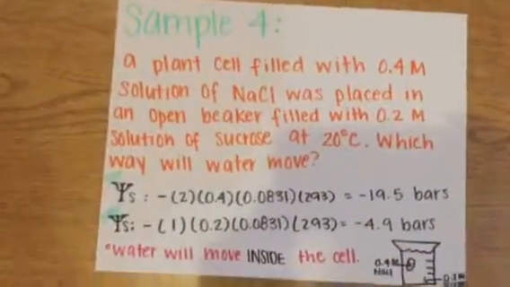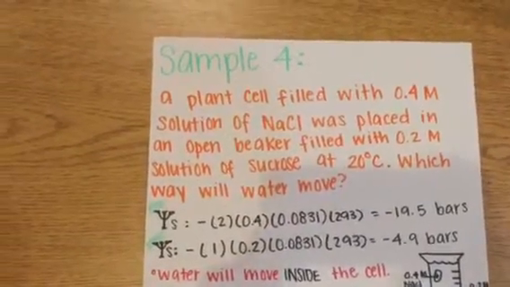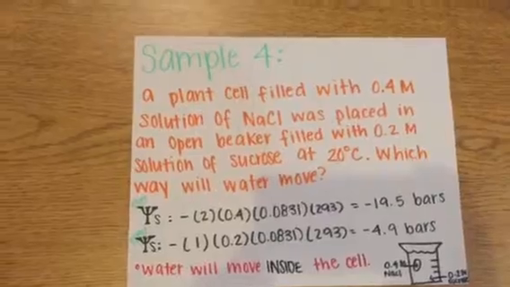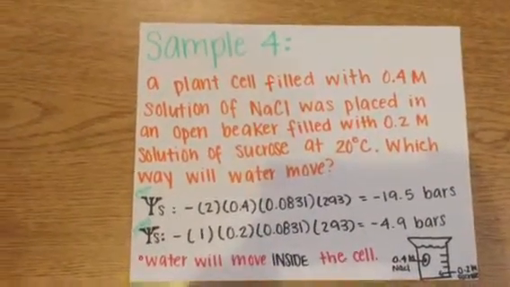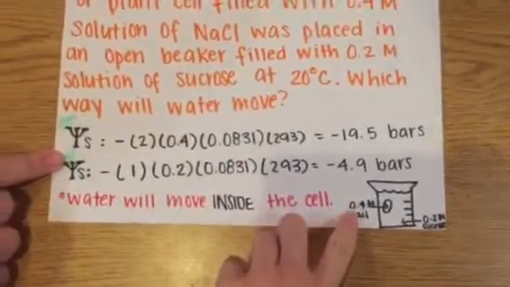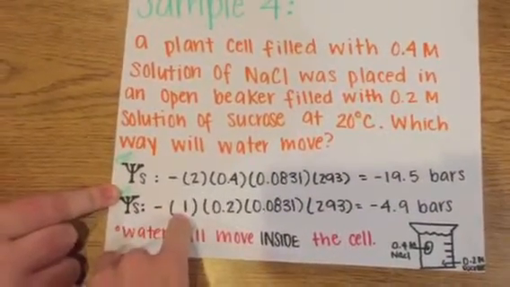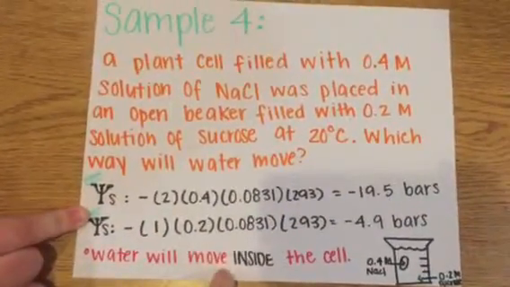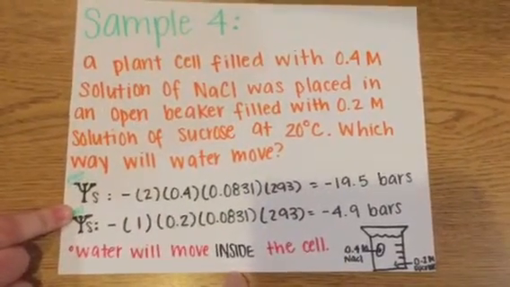For the last problem, a plant cell filled with 0.4 moles of solution of NaCl was placed in an open beaker filled with 0.2 moles of solution of sucrose at 20 degrees Celsius. Which way will water move? And so it's just like the others, but you have to solve the solute potential for both. So water will move inside of the cell from high to low concentration.